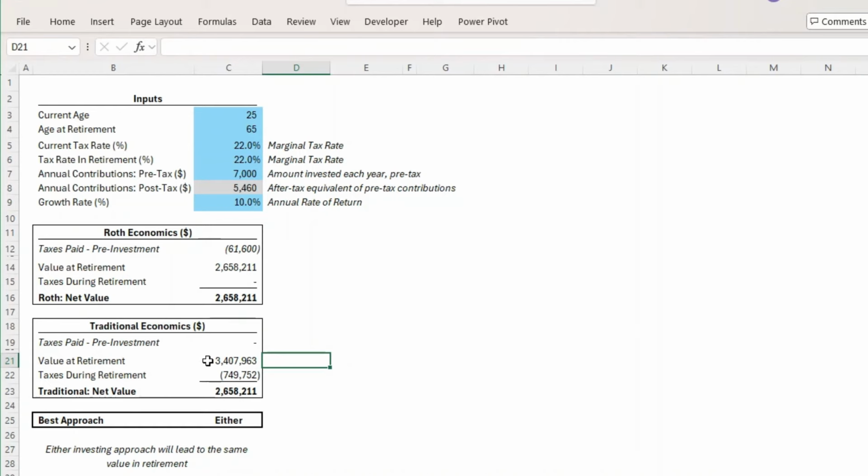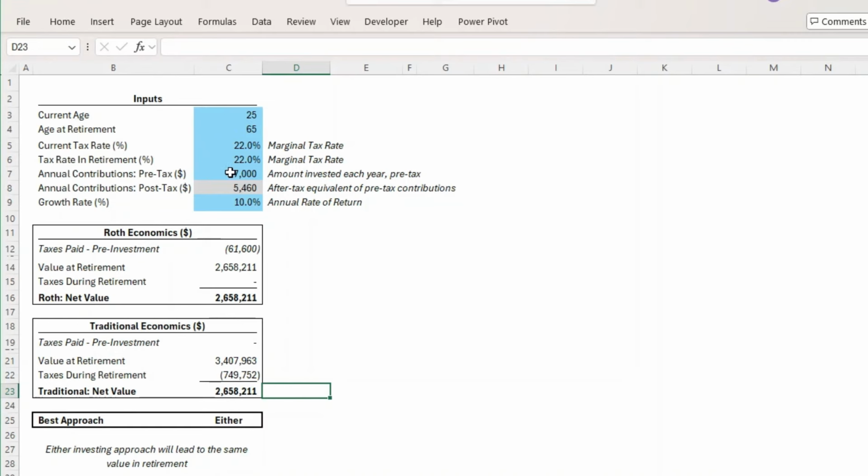But we have to pay taxes when we withdraw the money. And so, what does that look like? Well, this $3.4 million, we are going to pay the tax rate, our expected tax rate in retirement of this 22%. And so, at the end of the day, we have to pay almost $750,000 in taxes in retirement. And so, you can see in this example, both situations give us the same exact amount. The reason for that is because our tax rates were assumed to be the same.